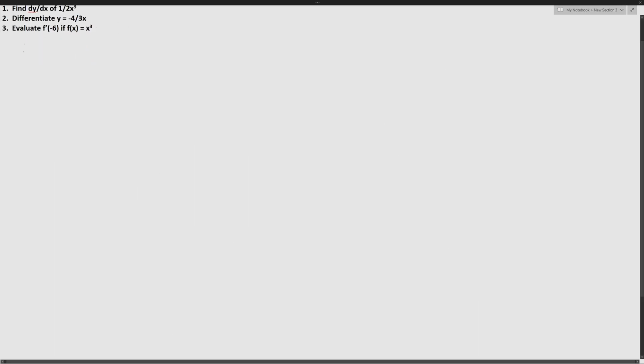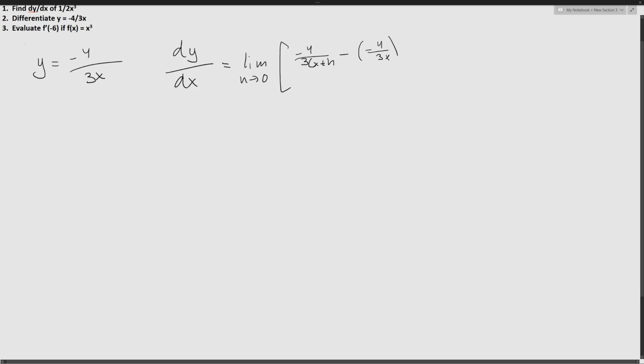So now let's do question 3. Sorry, the numbers changed for some reason. Question 3 is y equals negative 4 divided by 3x. Since we are given it with a y, the best version of the notation we could use is dy over dx. Since we've written out the first principle so many times, I'm not gonna do it. I'm just gonna write out the first line of our derivative, which would be negative 4 over 3 times x plus h, minus negative 4 over 3x. And this is all divided by h.